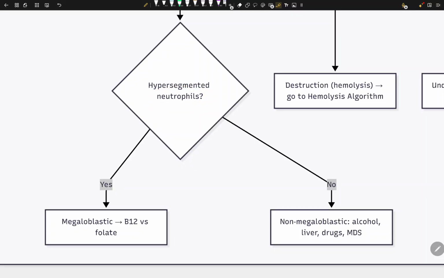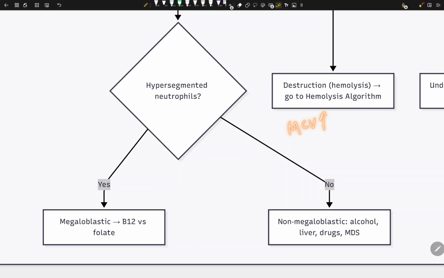Then what is messing up with our synthesis of RBCs? Alcohol. Alcohol actually cooks your manufacturing, or your marrow. Actually it cooks it. Like you cannot just produce good RBCs. So we have alcohol, we have liver, we have drugs, and then we have MDS, right? Most of you must be wondering, what the hell is this MDS? It is myelodysplastic. Wow, weird. I think I just want to say myelodysplastic syndrome, right? Now we see MCV goes up, right?